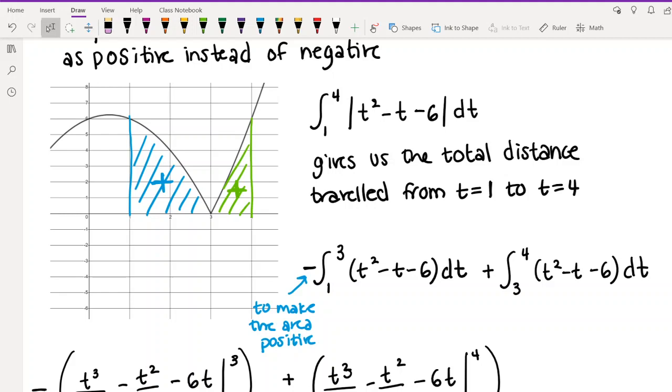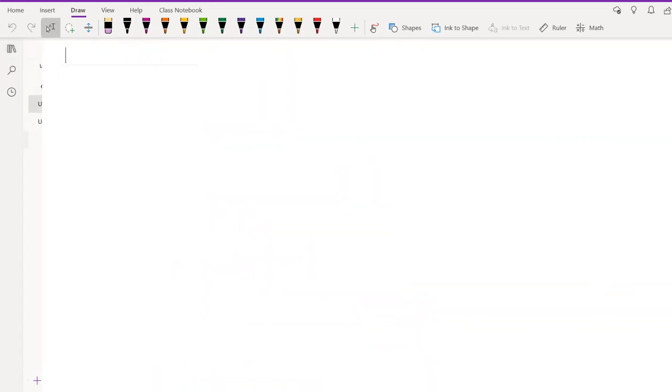Okay, so that's it for net change. I'll put some other questions like this on the worksheet for today, so definitely check those out. But then the last thing I want to talk about is the idea of an indefinite integral.